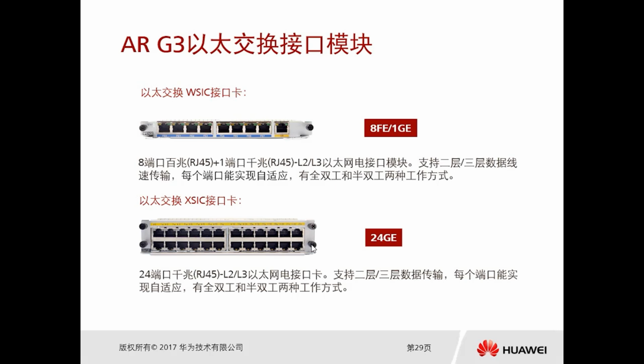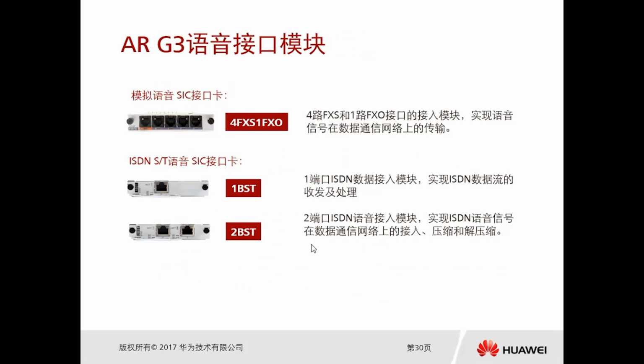Then this 24-port interface module is installed in the 2220, 2240, and the XSIC slot of the AR 3260. What were we just talking about? WSIC slots, right? Similarly, this 2220 doesn't have this XSIC slot. So what do I need to go through? What we talked about today: merge through the WSIC slot, then I can get my XSIC, right? So this is simple. That is just one of its interface modules.